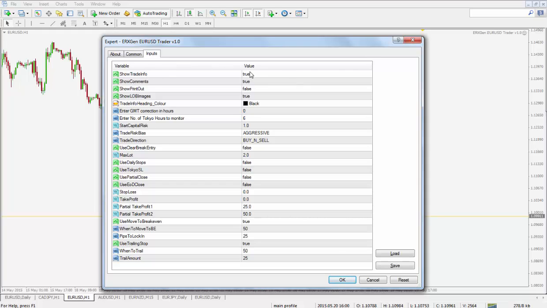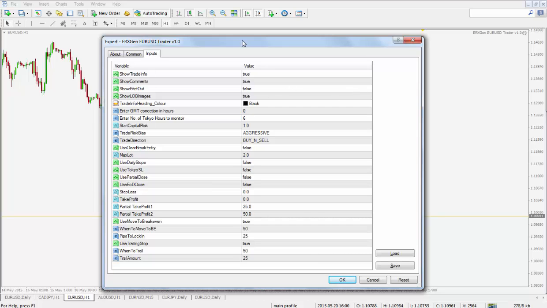Show trade info. Show trade info is just a collection of critical information for the trade. So things like the balance of the account, the equity, the drawdown, the lot size, the profit of the trade, the number of trades open are displayed at the top right hand side of the chart.